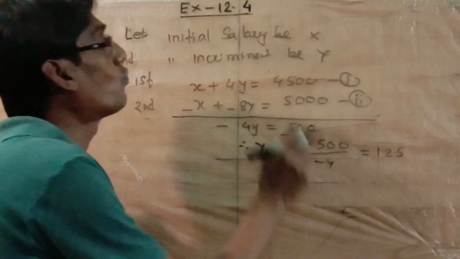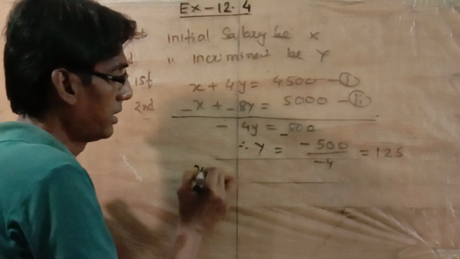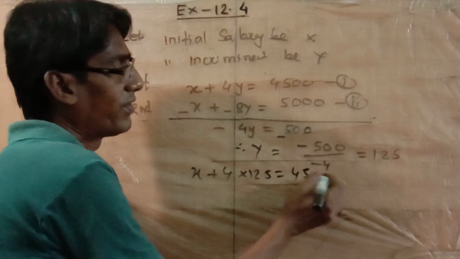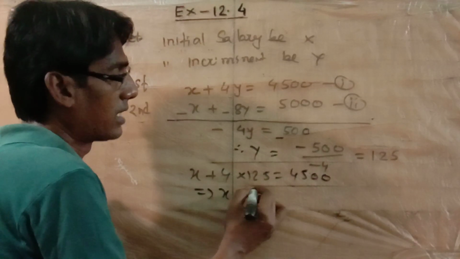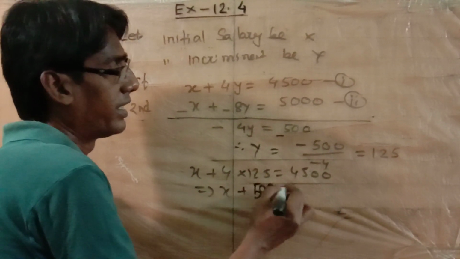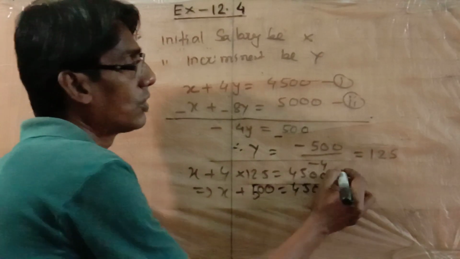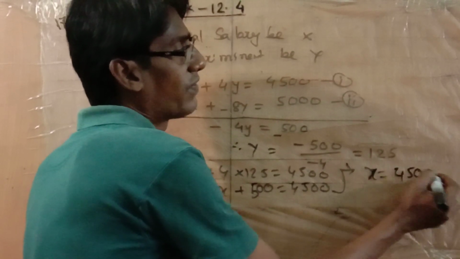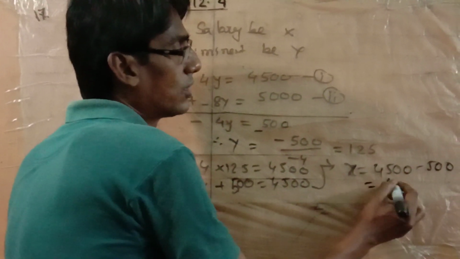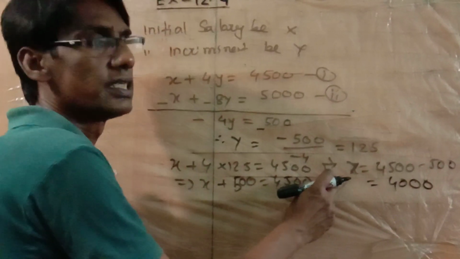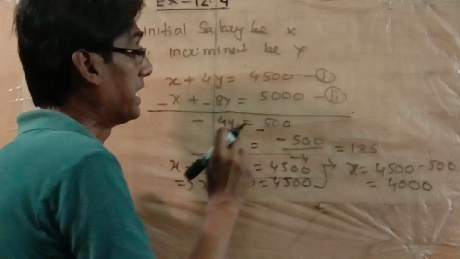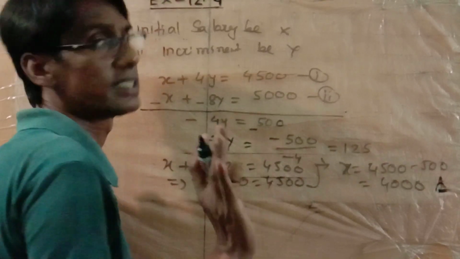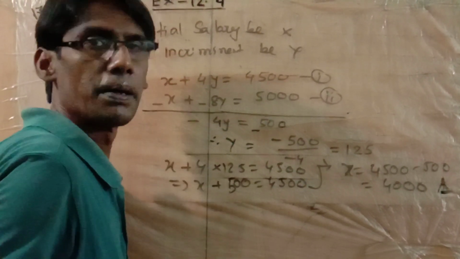Now putting the value of y in equation 1, look at here: x plus 4 into 125 is equal to 4500, or x plus 500 is equal to 4500, or x equal to 4500 minus 500 is equal to 4000. So her salary is 4000 and increment is 125. This is the answer. So easily we solve math number 16 and 17. Now we have only two creative math, math number 18 and 19.